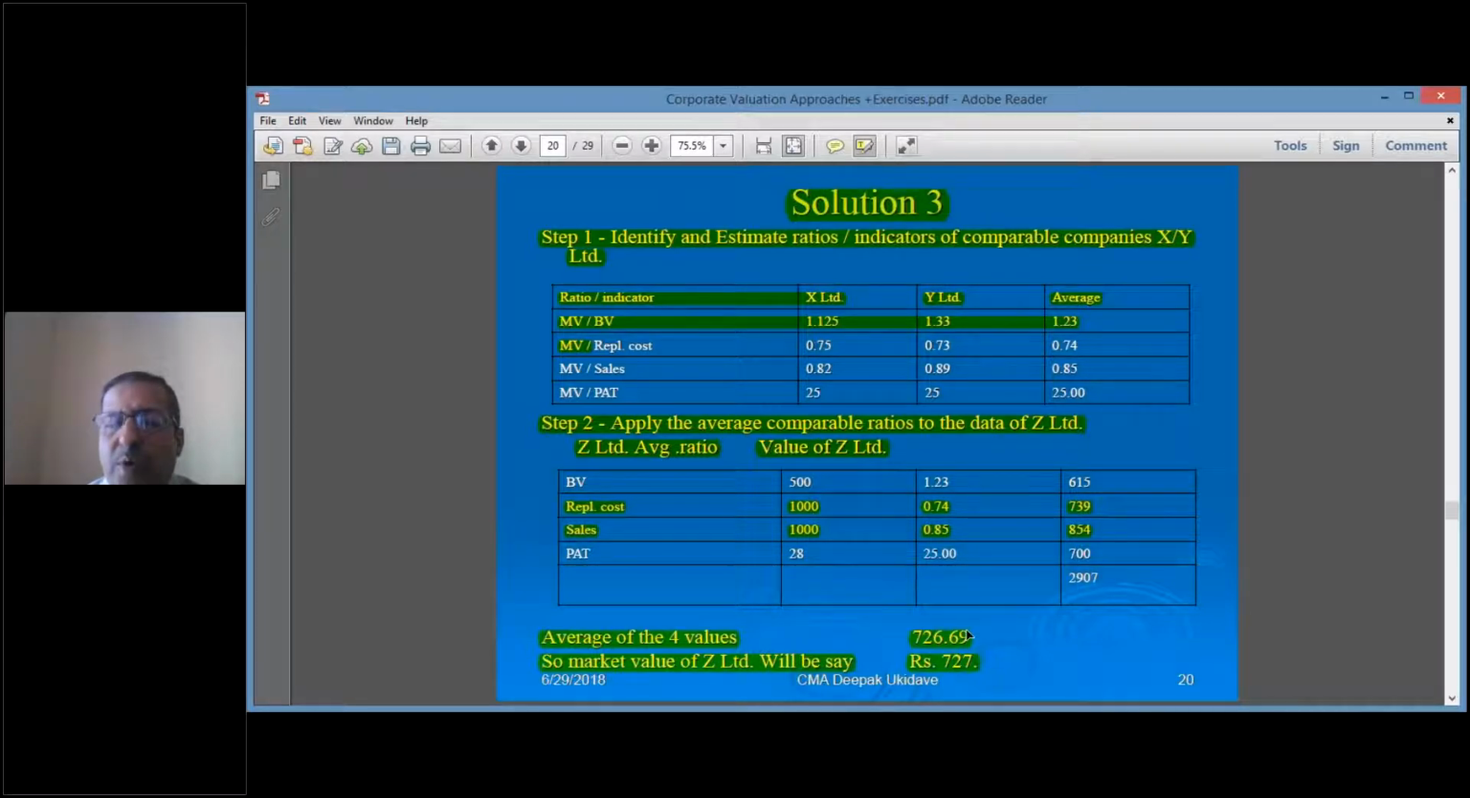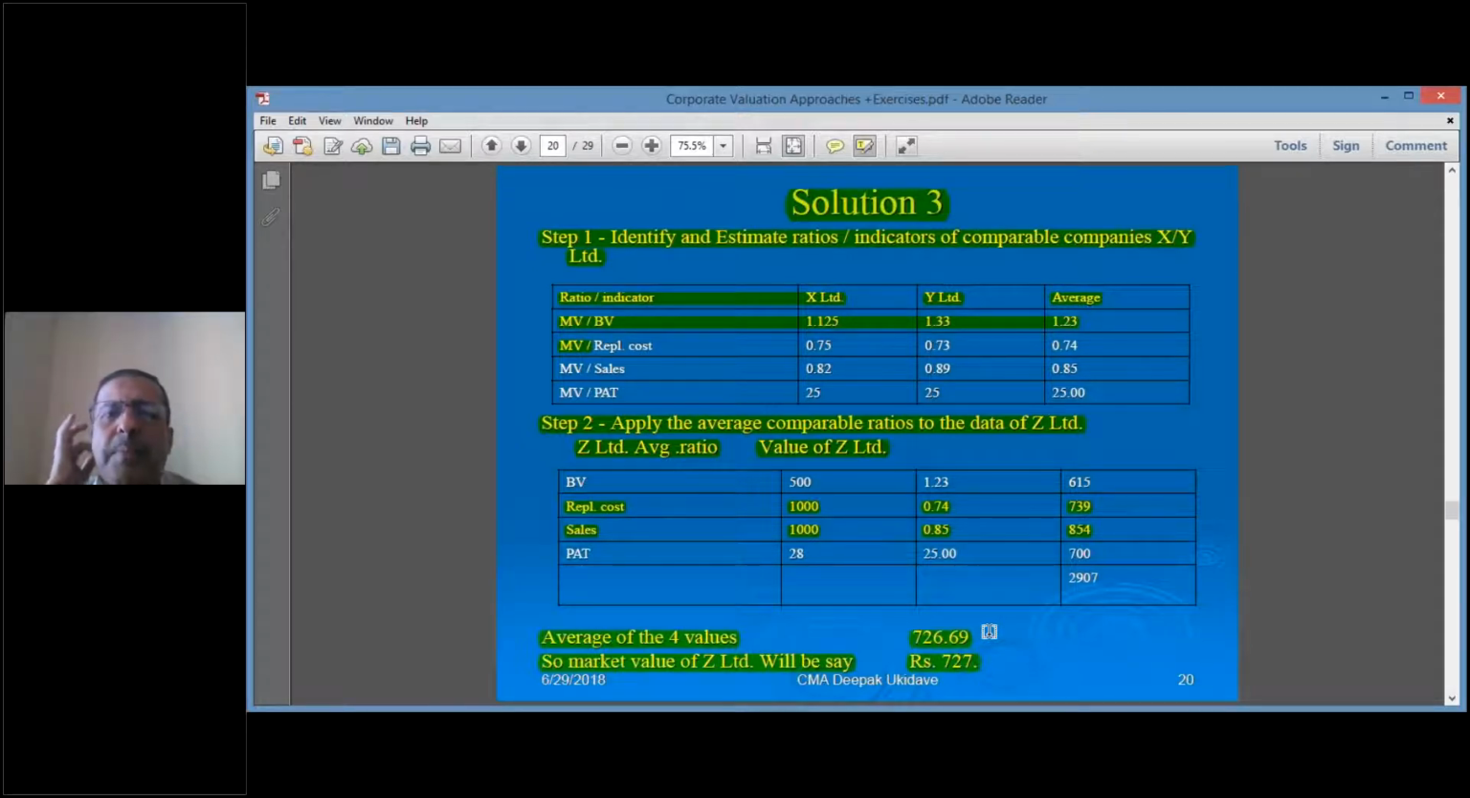2907 divided by 4, you get 726.69. Say for example rupees 727. So market value of Z Limited will be approximately rupees 727. That is the answer. So this is called comparable company approach.